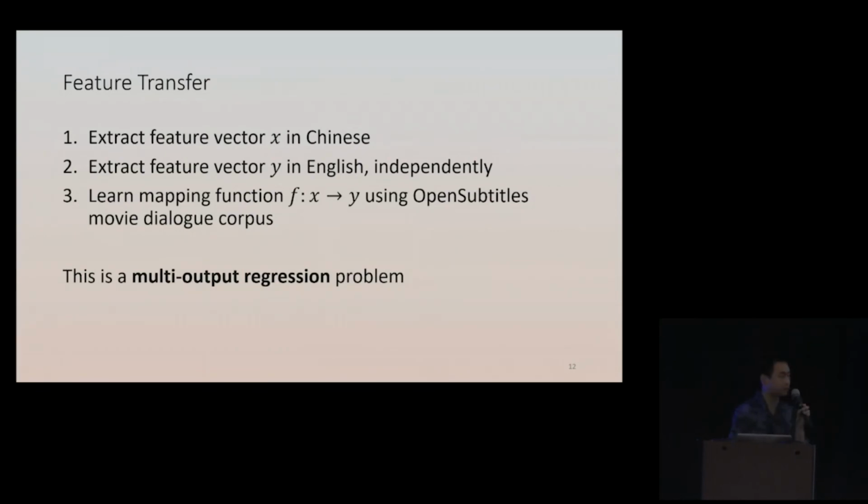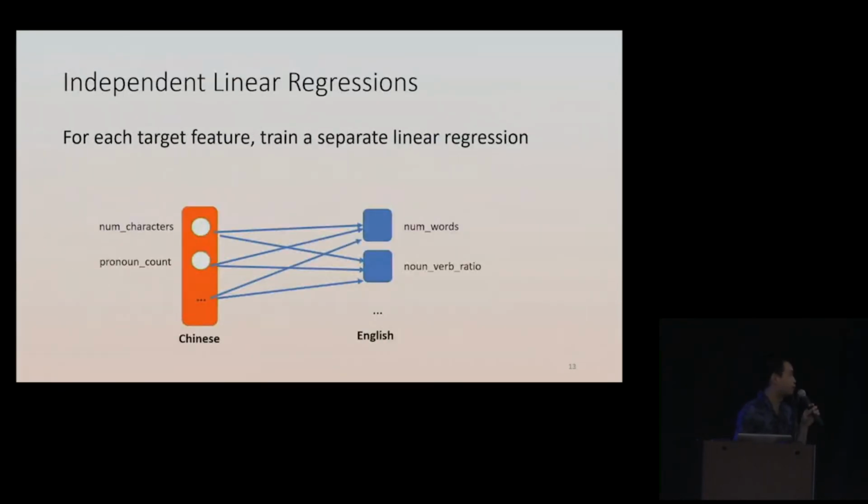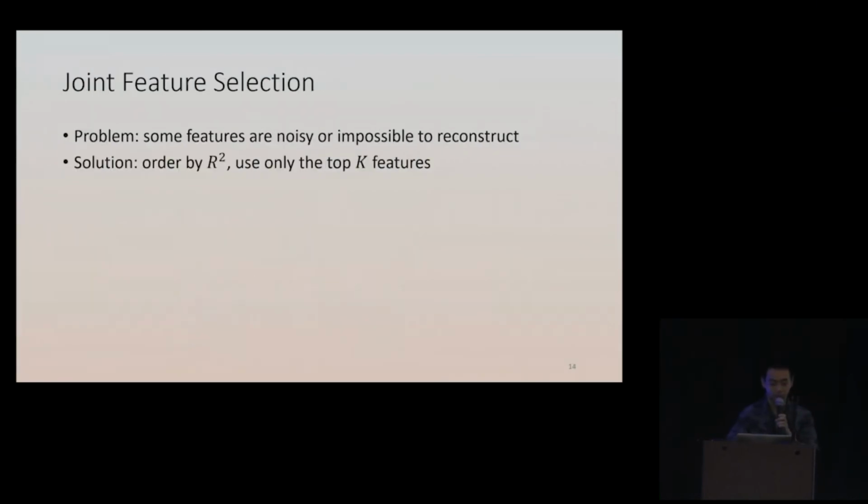When you have a multi-output regression problem, the most straightforward way of doing this is just train a bunch of independent linear regressions. So for each target feature, train a separate linear regression. That's the first thing we tried here. On the left-hand side, we have the Chinese feature vector. On the right-hand side, we have the English feature vector. And for each feature in the English feature vector, we train an independent linear regression. This sort of works okay, but the problem is some of the features are very noisy and almost impossible to reconstruct. So we have to eliminate them somehow.